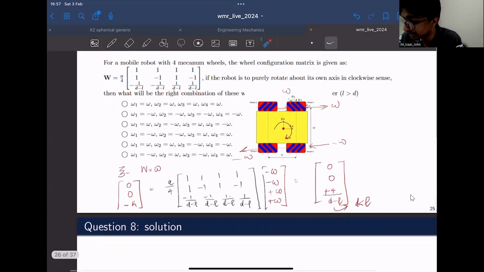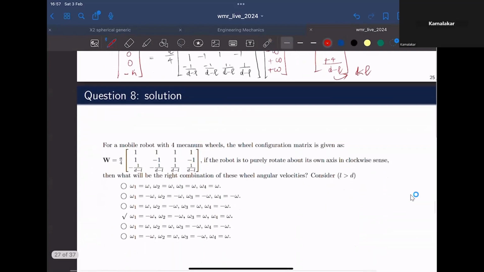So the correct answer in this case would be minus omega, plus omega, plus omega. I think it is option 4. Yes.